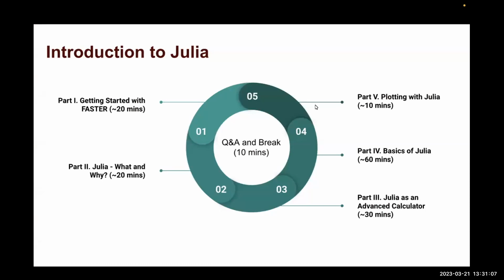So we have about 5 components for this short course. We will start with FASTER, the machine that you will be using today for practicing, and getting started on job submission and the Julia exercises. In part 2, we'll talk about Julia, what and why, and some basic questions that you might be asking when you get started with Julia. Part 3 will be about some basics of using Julia as an advanced calculator. If you're familiar with any programming languages, these are very basic functionalities any programming language provides.